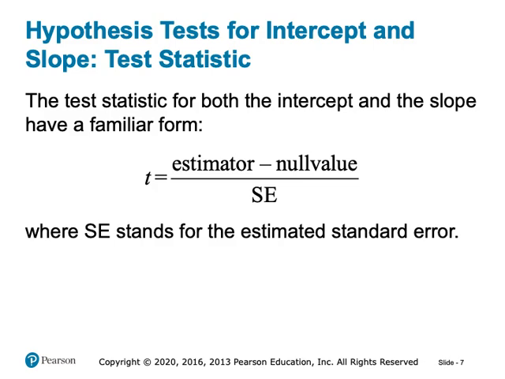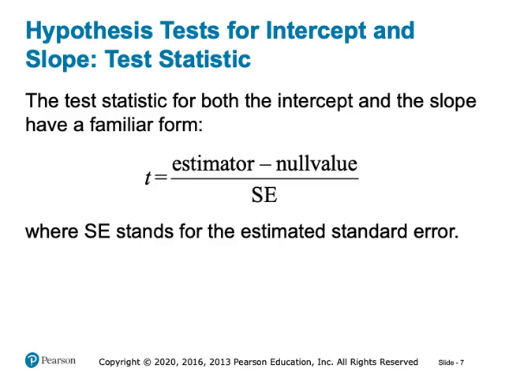Now, let's explore how we test the significance of the intercept and slope in our regression model by focusing on the test statistic used in hypothesis testing. When we want to determine if our estimated intercept or slope significantly differs from a hypothesized value, often 0, we perform a hypothesis test. The core of this test lies in the calculation of the test statistic, which helps us decide whether to reject the null hypothesis.